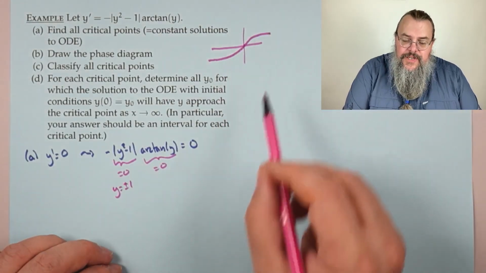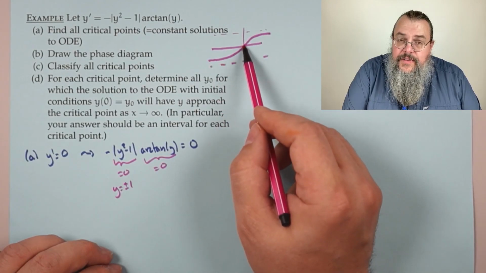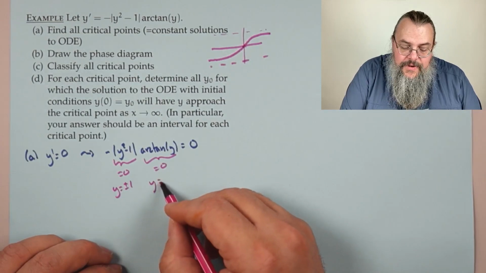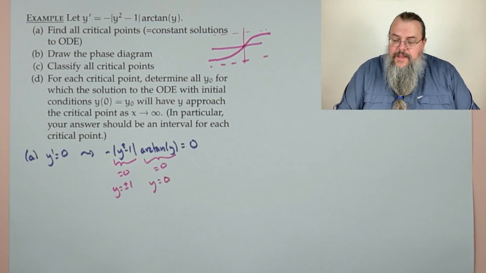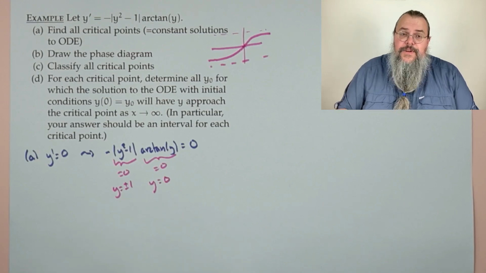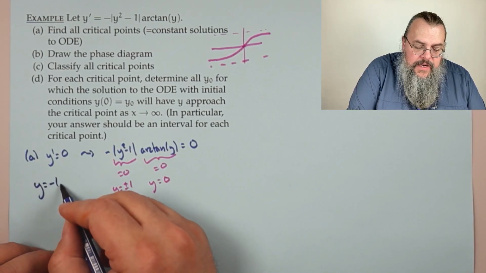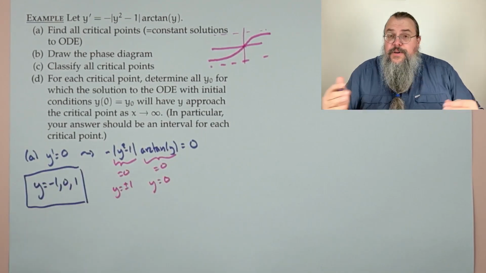It's a part of the tangent turned on its side, and we see it crosses at one point, crosses at 0. So we have y equals 0. All right, great. So what's the answer for part A? Well, we basically have it written down. So for part A, we have y equals minus 1, 0, plus 1. Those are our critical points.